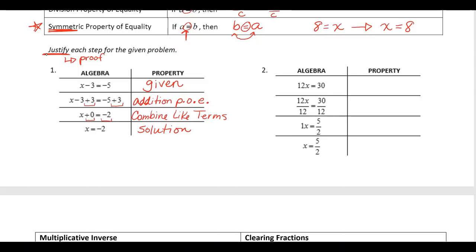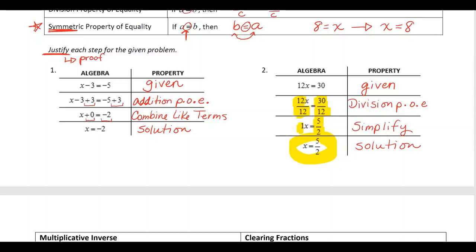Now, I would like for you to pause the video and work number 2 by yourself. Okay, now as you can see, I have given for the first step. Then I have the division property of equality, because you can see here, this side was divided by 12, this side was divided by 12. Now this time, instead of saying combine like terms, I actually simplified this to 1 and simplified 30 divided by 12 to 5 halves. So I called that simplify. And then you have the solution.